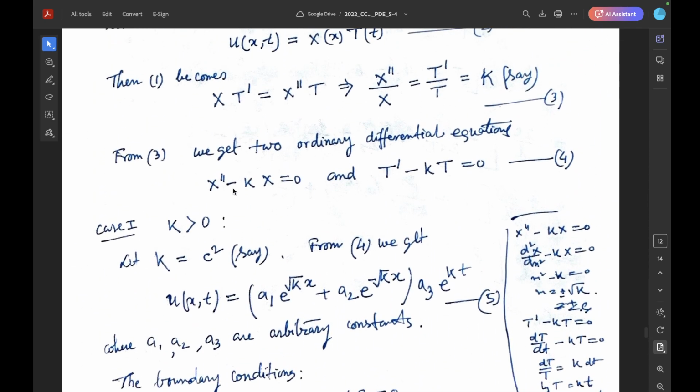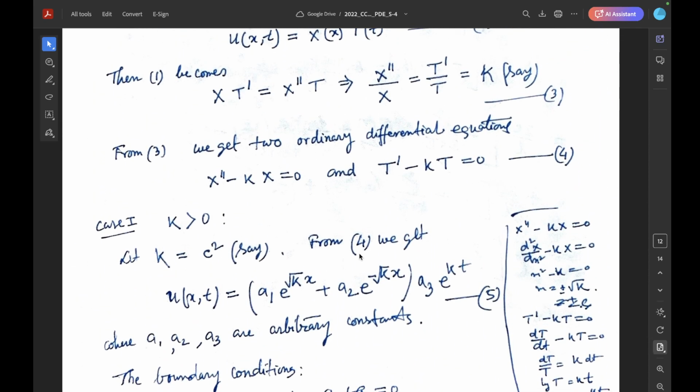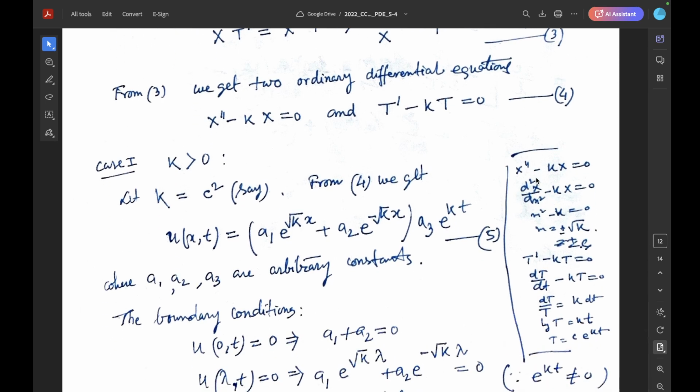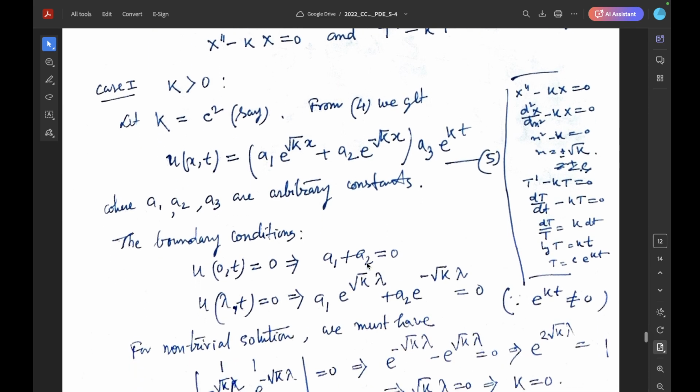So k equal to c square from 4, we get u(x,t) equal to a1 e to the power root k x plus a2 e to the power minus root k x, into a3 e to the power kt, because the solution has x equal to this, t dash equal to this, so t equal to c e to the power kt. So for plus minus root k, a1 e to the power root kx plus a2 e to the power minus root kx; a1, a3, a2 are arbitrary constants.